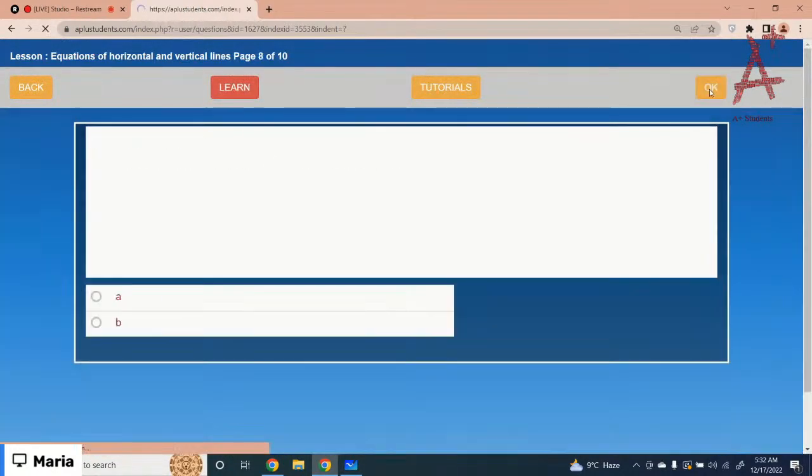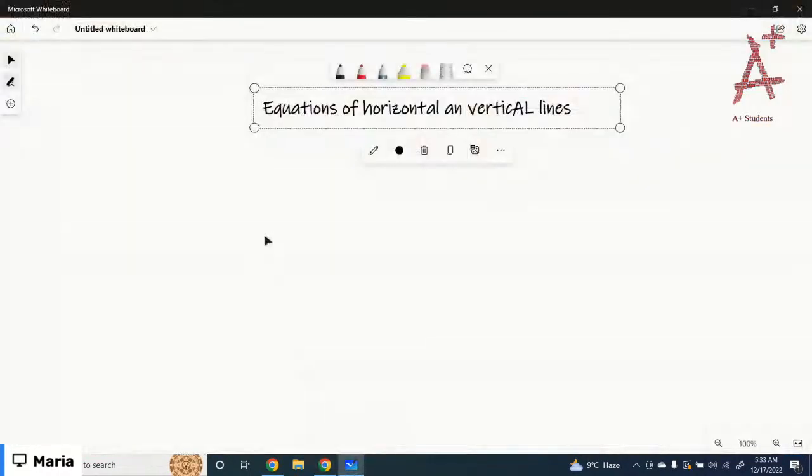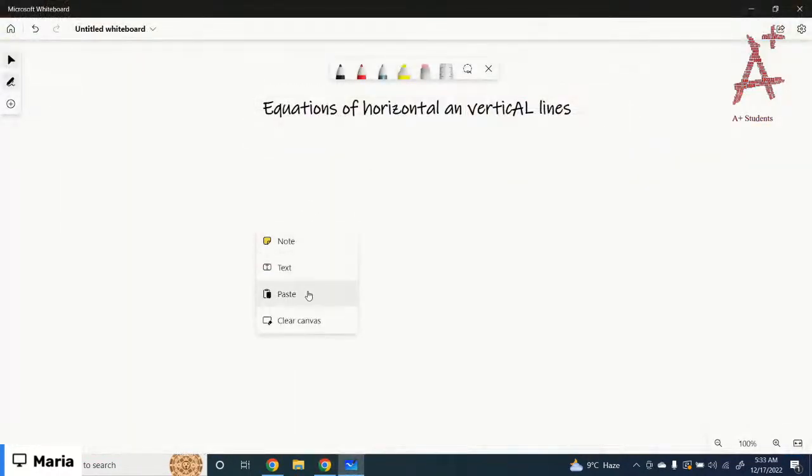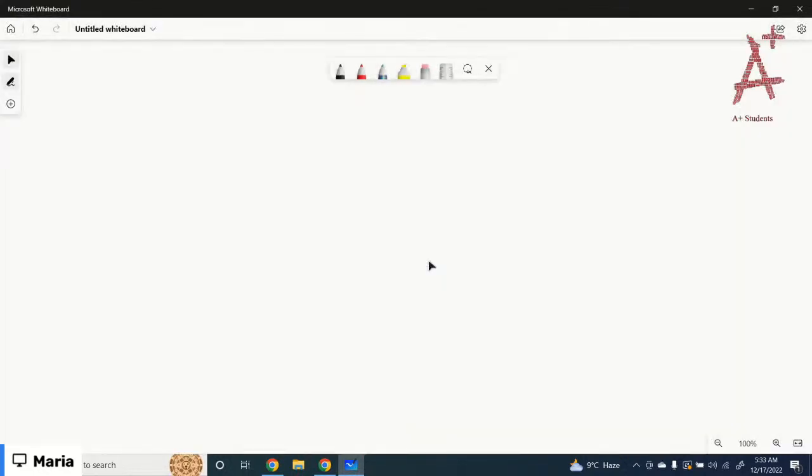Okay, you can complete the test by yourself later today. Let me just move on to the next lesson. And the next lesson is graph a horizontal and vertical line. Let me write down the lesson name. That is graph a horizontal or vertical line.